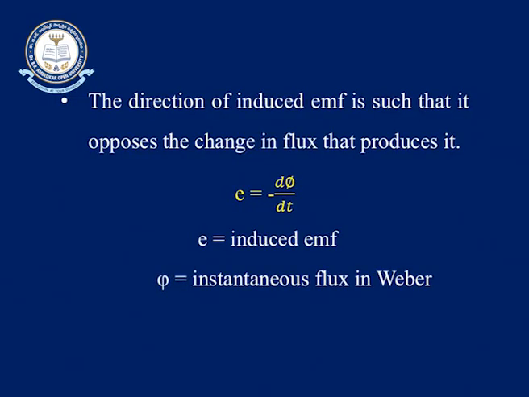So the first law represents EMF is directly proportional to the rate of change of flux. Then what is the second law? In the second law we are discussing only the direction. EMF direction and flux direction are opposite to each other. Using this, what is the formula we are using? E equal to minus d phi by dt, where E is the induced EMF and phi is the magnetic flux, whose unit is the Weber.